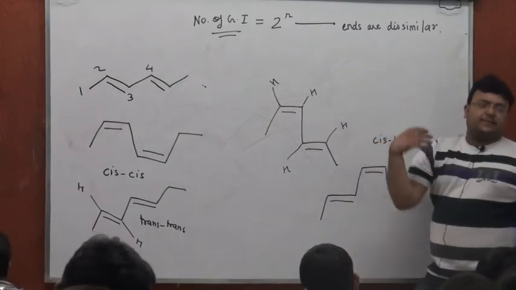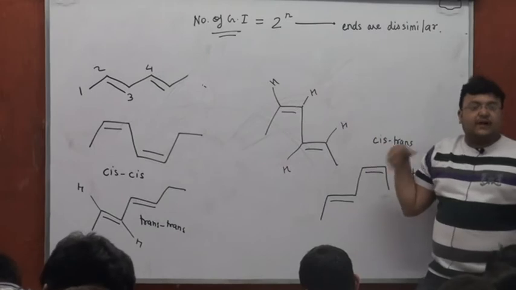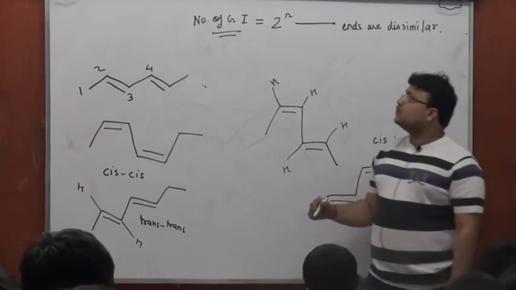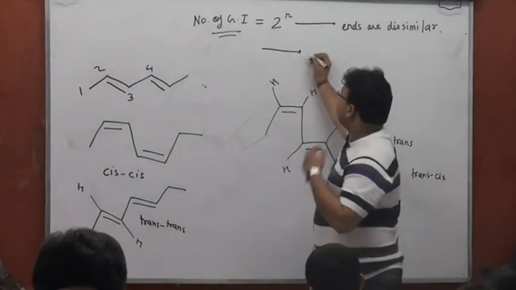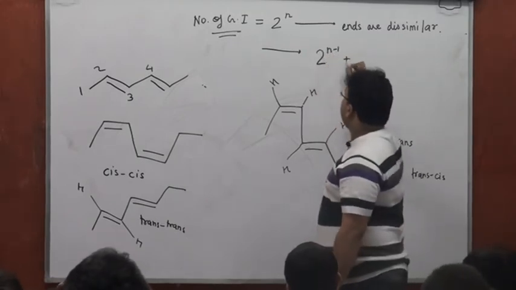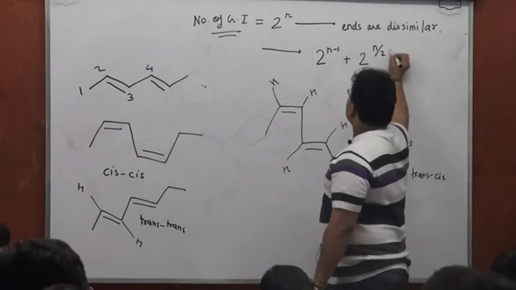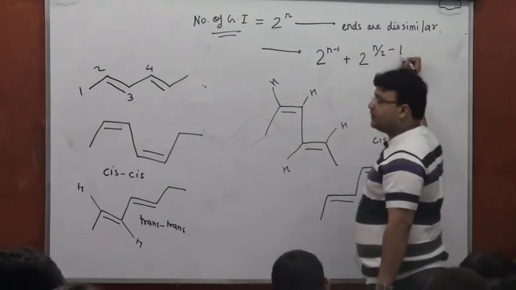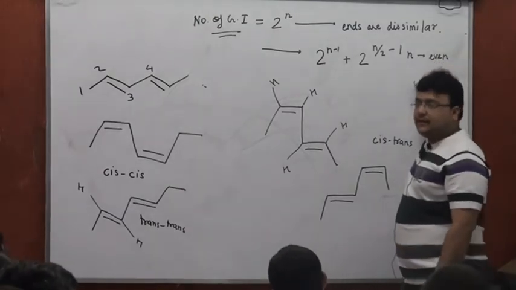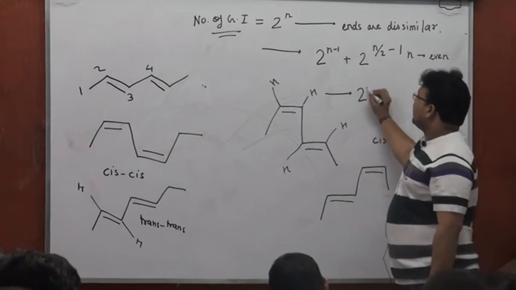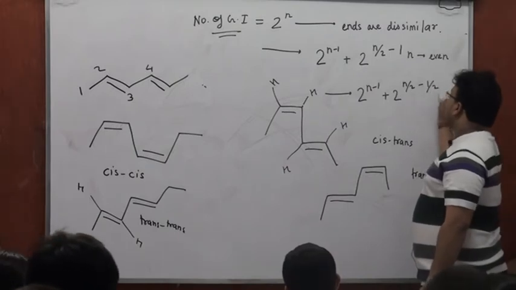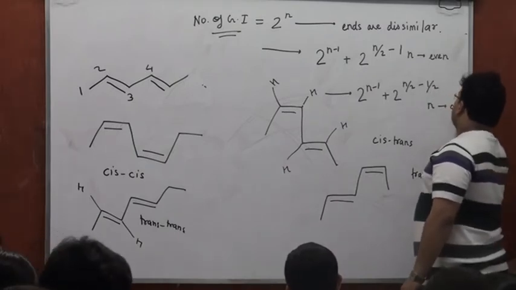So for n different pi bonds, 2 to the power n, only if the ends are dissimilar. If the ends are similar, these overlap, and it's not going to be exactly 2 to the power n. If the two ends are similar, the number of geometrical isomers will be, take down these two results, 2 to the power n minus 1 plus 2 to the power n by 2 minus 1 if n is even, and 2 to the power n minus 1 plus 2 to the power n by 2 minus half if n is odd.